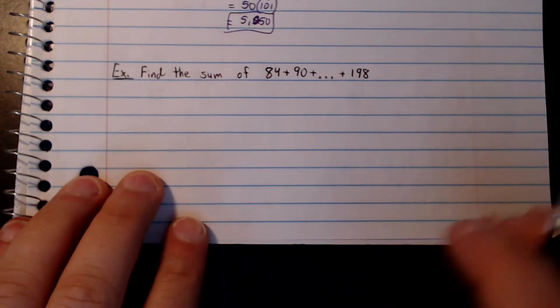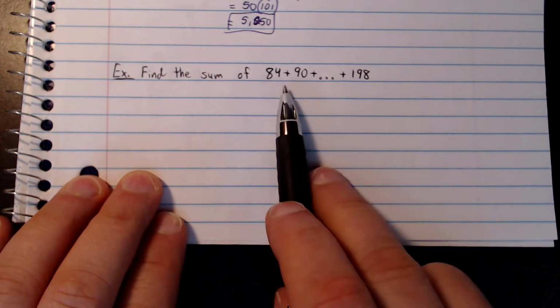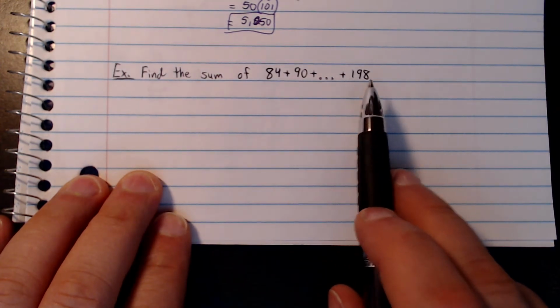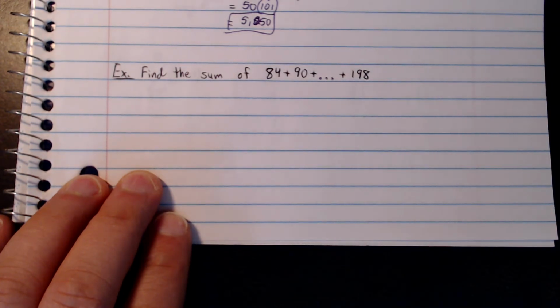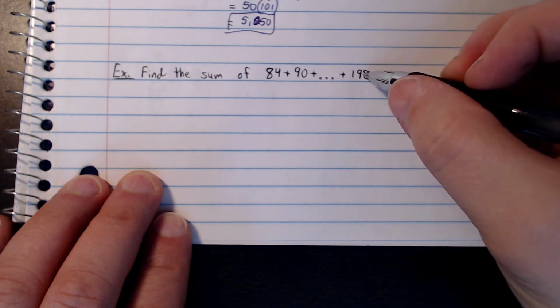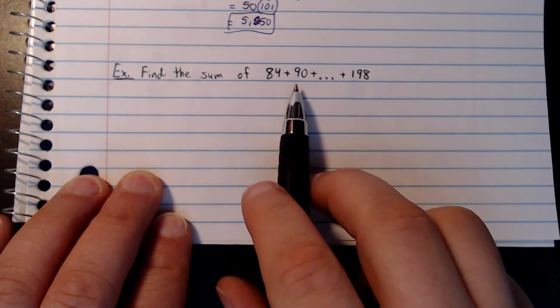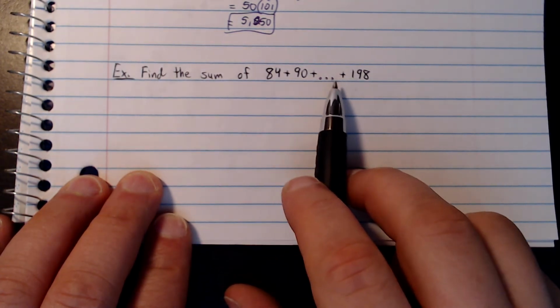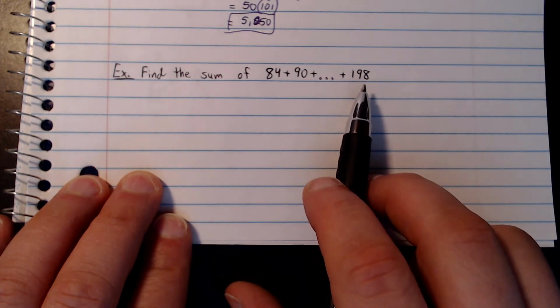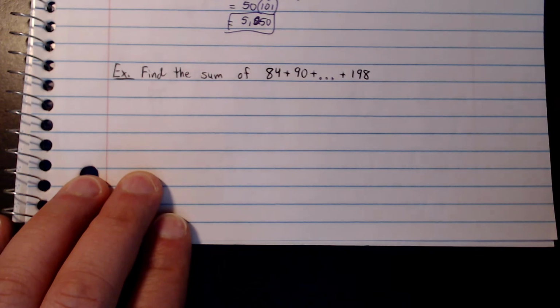Right, this time they give us some numbers that start randomly, right? 84 plus 90 plus so many numbers all the way up to 198. Now we have a kind of big problem, because I don't know where that number is. I know this is the first number, I know that's the second, but I don't know how many numbers are in between here. It could be the fifth, it could be the ninth, it could be the 20th, I don't know. So we're going to have to figure that out.